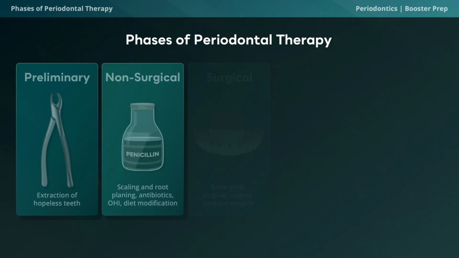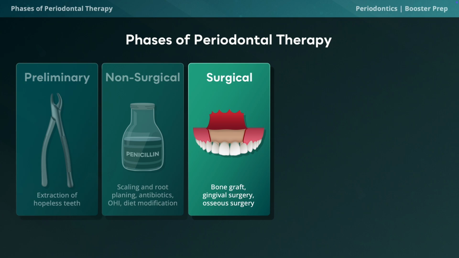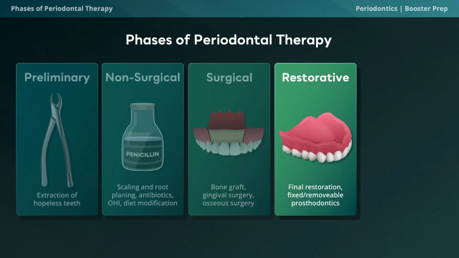The next phase is the surgical phase. So if non-surgical treatment doesn't get us to where we want to be, particularly if there's any remaining deep probing depths or bony defects, we want to move to surgery. So this may include osseous surgery, gingival surgery, bone grafting, things of that nature. So the goal here is to reduce pocket depths, regenerate structures like the PDL, and repair bony defects and soft tissue damage. By the end of this phase, hopefully the disease is under control so we can safely move on to the restorative phase, where we can safely plan implants and other prostheses.